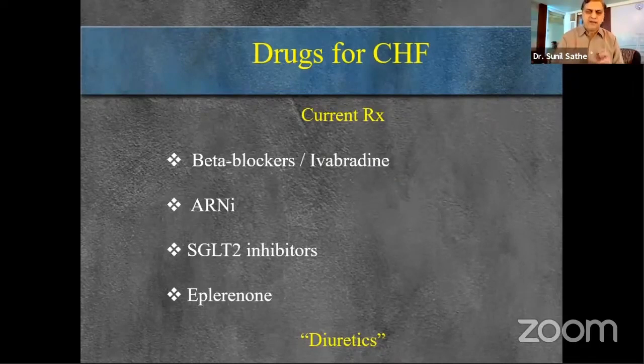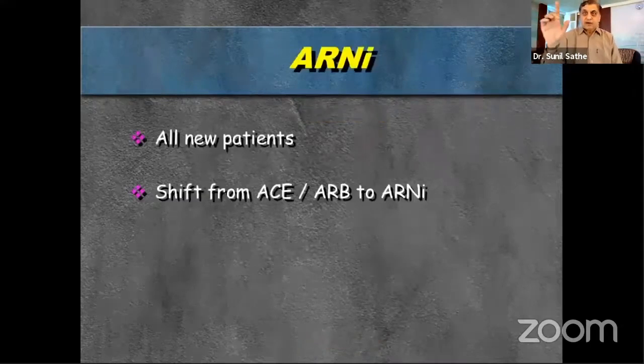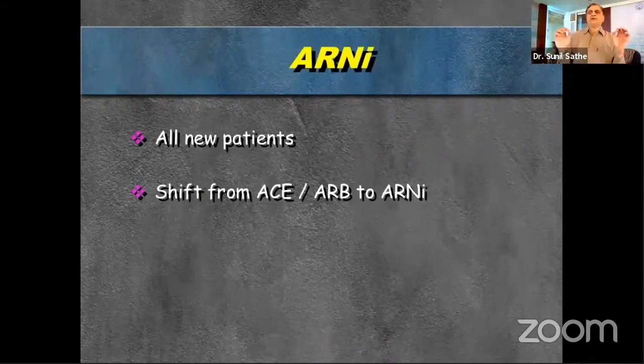There may be a few changes depending upon the hemodynamics and the potassium levels, but that is individual, which we all know, which we can do. But otherwise, this is a must, number one. Now, ARNI, all new patients. Ideally, ARNI should be given to all new patients. Now, should we shift patients who were on ACE inhibitors and ARBs to ARNI? Number one, if the response is not significant, 100% you have to shift.